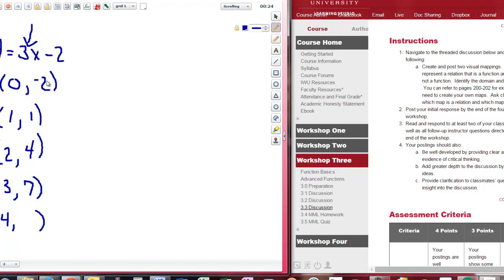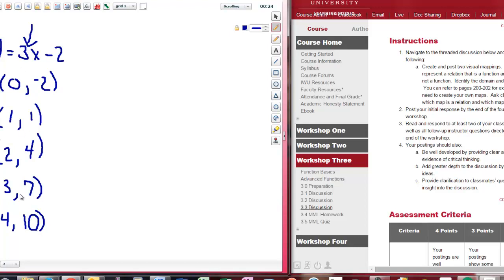From negative 2 to 1, that's 3 spaces. From 1 to 4, that's 3 spaces. 4 to 7, that's another 3 spaces. And then the next one is going to be 3 more spaces, which is 10. And so if you do the math, 3 times 4 is 12, minus 2 is 10.